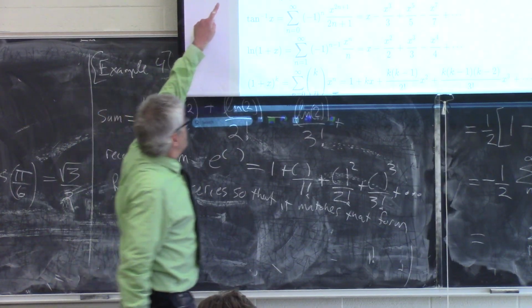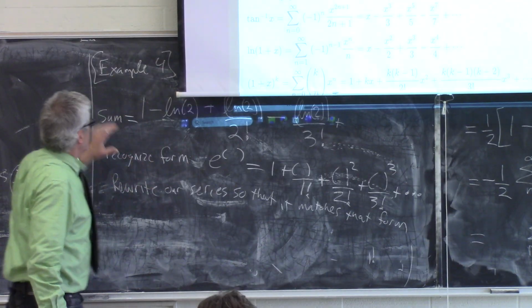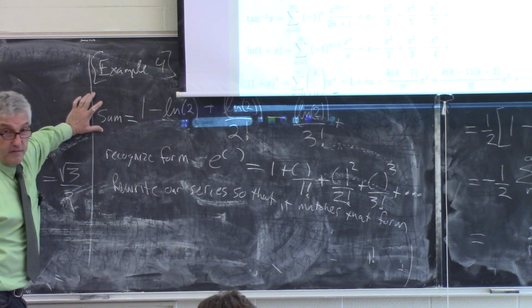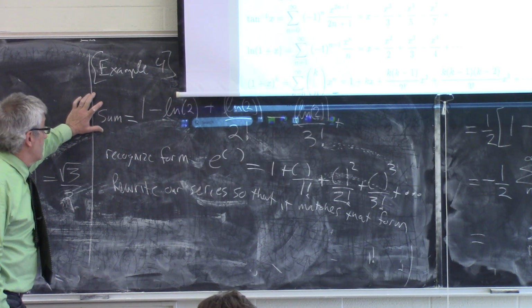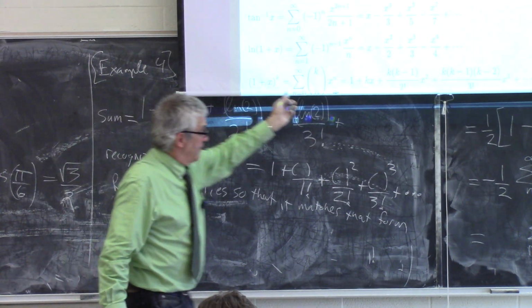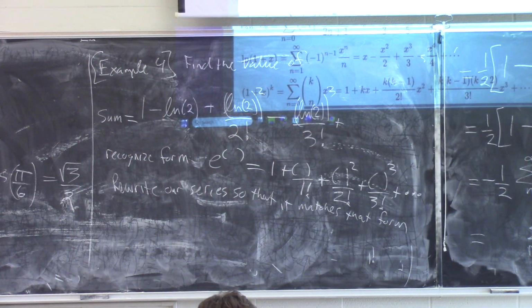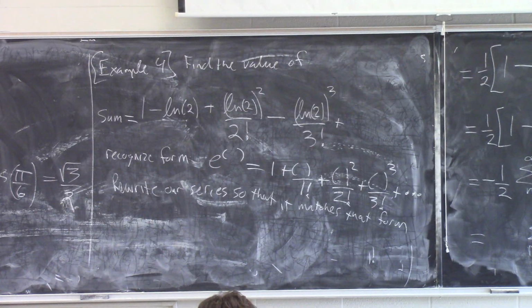Notice that up there, e to the x, that's a power series, powers of x. Our series is not a power series. It's just a series. That's okay. So what can we do to our series to make it match that form? Our series is alternating. Is there any way to write our alternating series in a form that doesn't look like it's alternating?